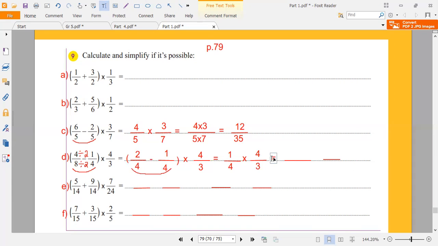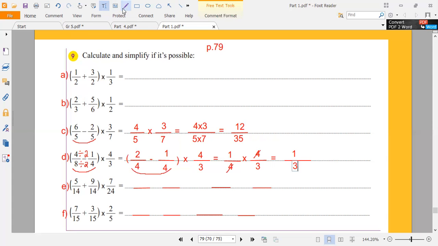How we multiply two fractions? We should see if we can simplify first. 1 and 4 we cannot. 4 and 3 we cannot. 1 and 3 we cannot. Here we have 4 and 4, so we simplify by 4. What is left in the numerator? In the numerator it left 1, and in the denominator it left 3, so we get 1/3.